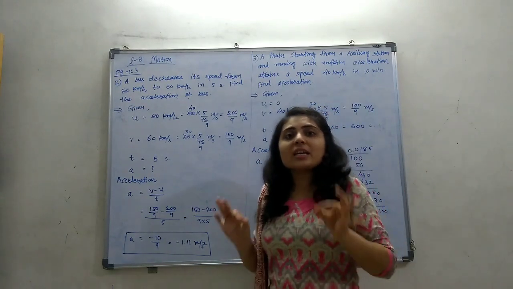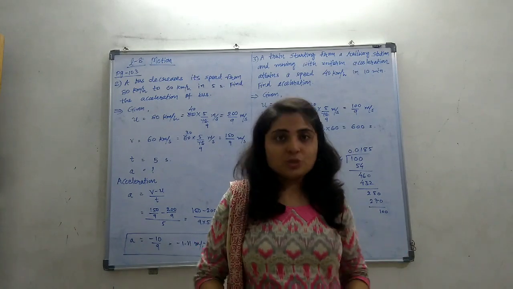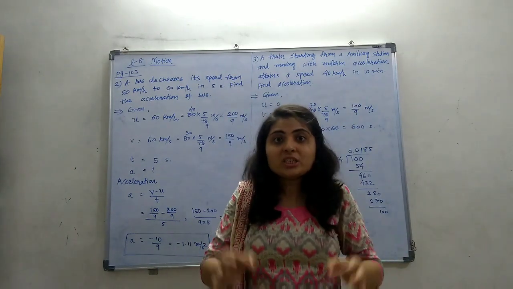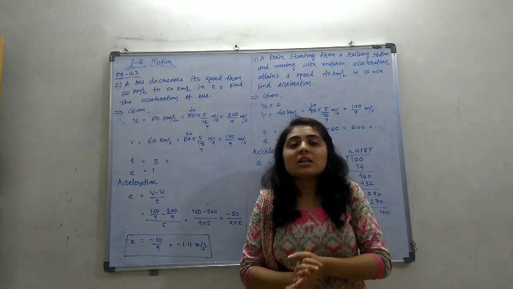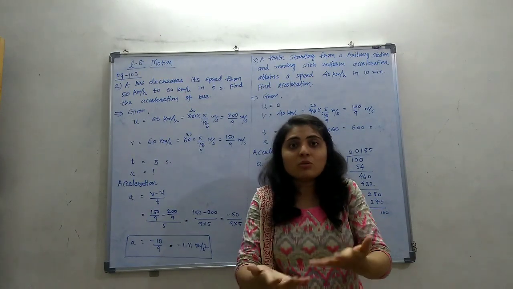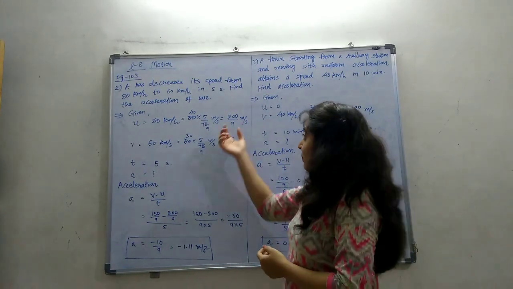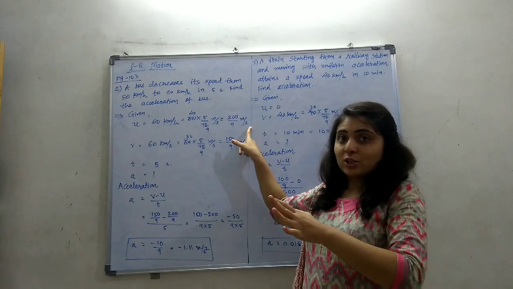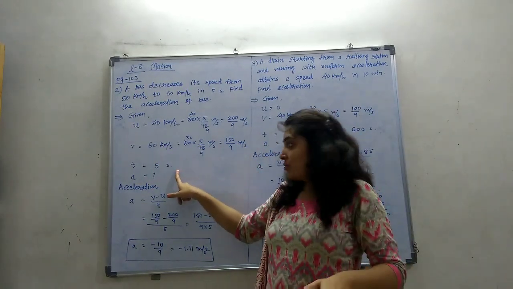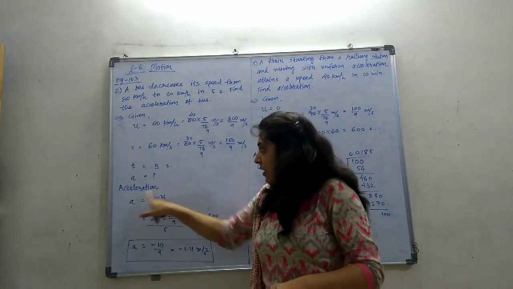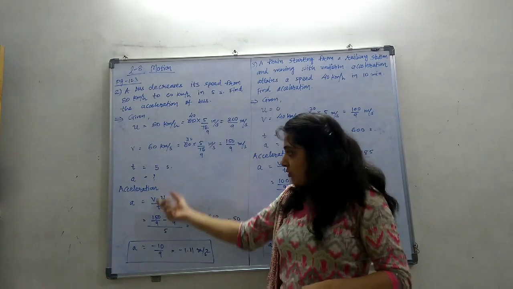The first thing in a numerical is to convert the units to standard units. We need to check the units. If the units are in standard units, only then can we move further, calculate, and get a correct answer. Otherwise, the answer will be wrong. So we have the units in meter per second here, and time is in seconds. That is the standard unit. Now we can find the acceleration. We have the formula acceleration a is equal to v minus u upon t. Put the values.